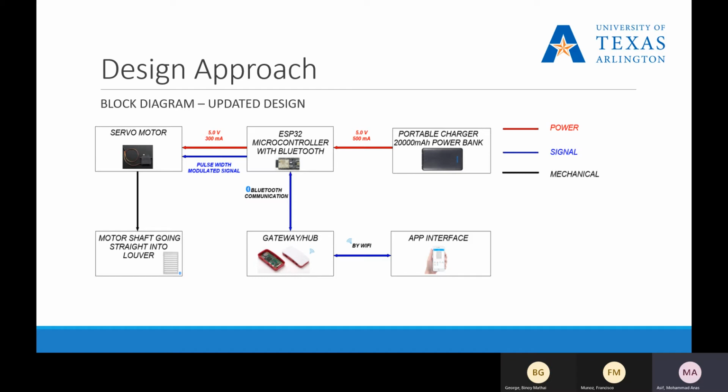The motor is given 5 volts at around 300 milliamperes by the ESP32 and is controlled by a pulse width modulated signal from the ESP. The servo is connected to the louver through a shaft and a pulley mechanism, which is also discussed in the later slides. The hub communicates with the mobile app through Wi-Fi, and it communicates with the ESP32 via Bluetooth.